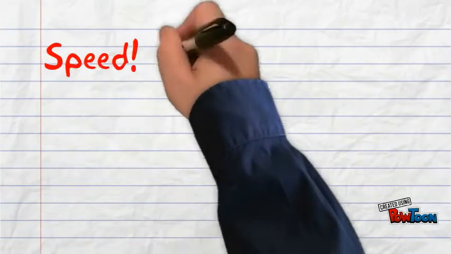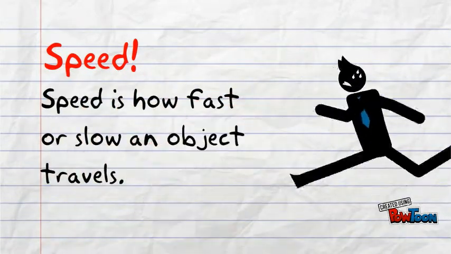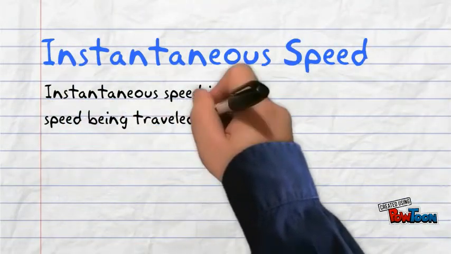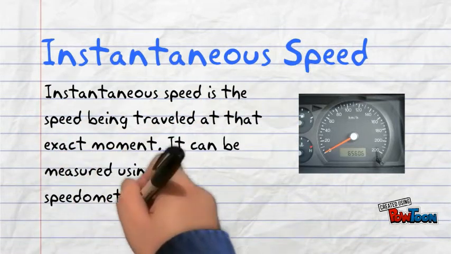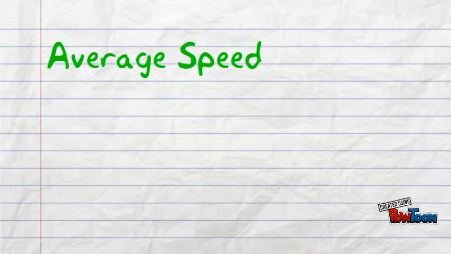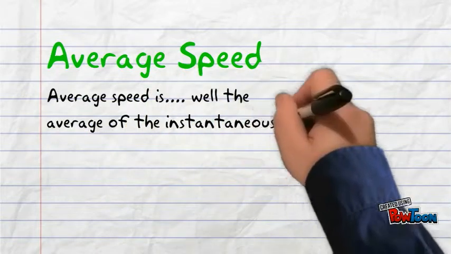Speed. Speed is how fast or slow an object travels. Instantaneous speed is the speed being traveled at that exact moment. It can be measured using a speedometer. Average speed is the average of the instantaneous speed.